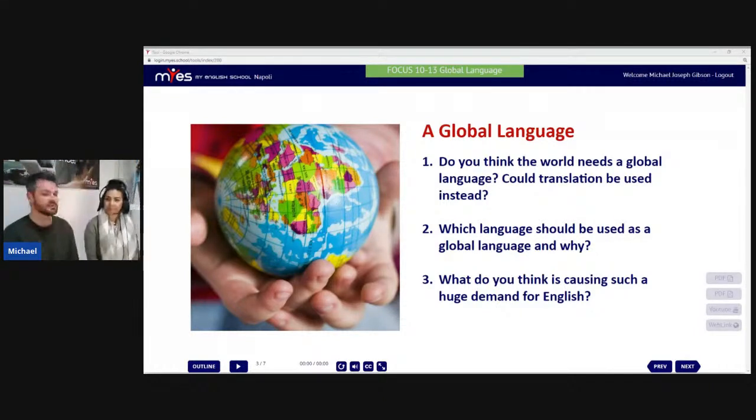I agree completely. I think having a global language would make us all the same, and I think we should celebrate our diversity, celebrate the fact that we're all different. Yeah. What do you think about translation, Melissa?